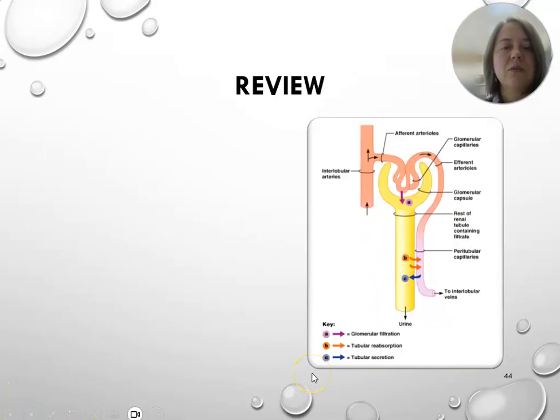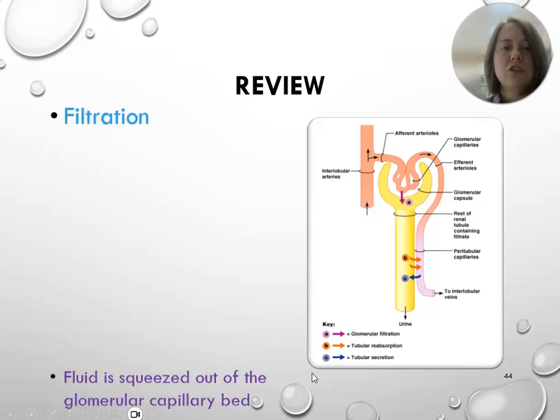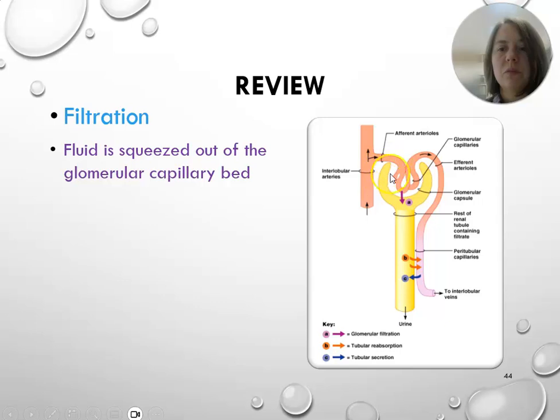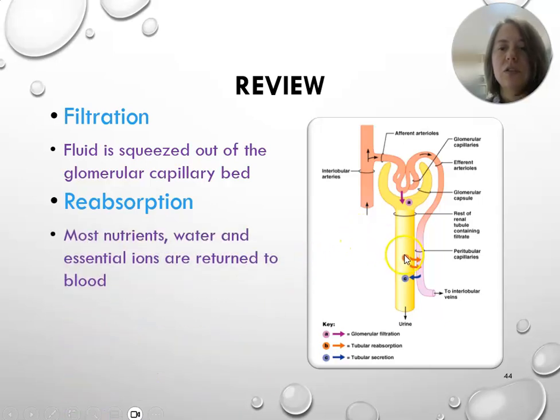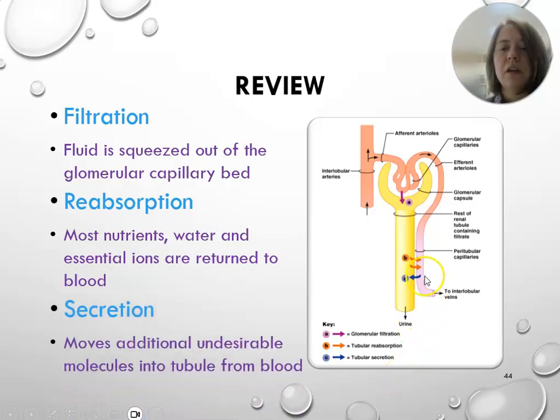All right, just a quick review of these steps. In filtration, which happens in the glomerulus and the Bowman's capsule, the fluid is squeezed out of the glomerular capillary bed. And then in reabsorption, any of the good stuff goes from the filtrate back into your body, like most of your nutrients, most of the water, all of your essential ions go back to the blood. And then in tubular secretion, anything we don't want gets pumped from the body into the urine. So it moves additional undesirable molecules into the tubule from your blood.